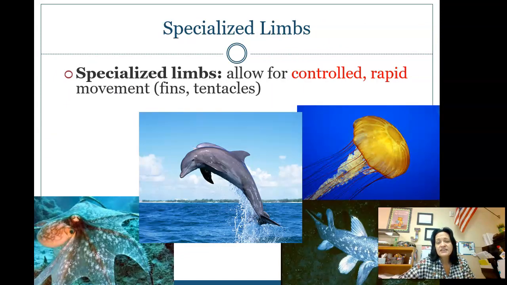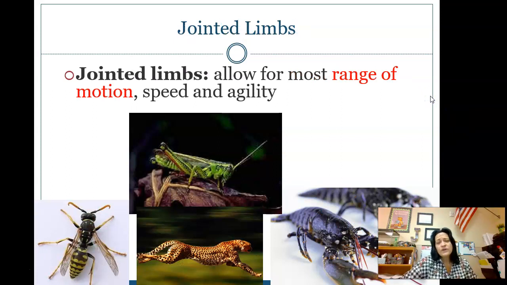Then there's specialized limbs that allow for controlled and rapid movements like fins and tentacles. So they can help them to get around quickly and to turn and move in specific directions. Then we have jointed limbs, which allow for the most range of motion, and give speed and agility. So jointed limbs, humans have jointed limbs also, right? So it's just an easier way to move quickly.